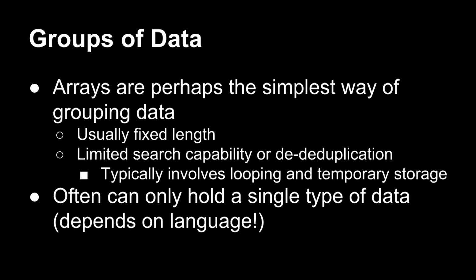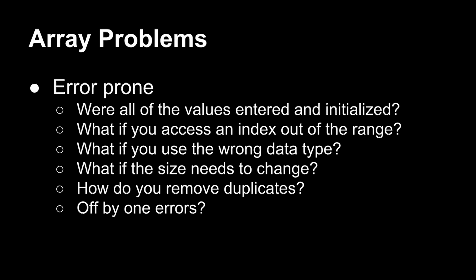And if you remember back, arrays are pretty straightforward lists of items. So you can store data in a row, and you can access each one individually. In many languages, they tend to be fixed length, and they have pretty limited search capability. For example, you have to loop over each element to find things. There's temporary storage involved, especially if you're trying to deduplicate anything. They tend to be pretty error prone. You have off by one errors.